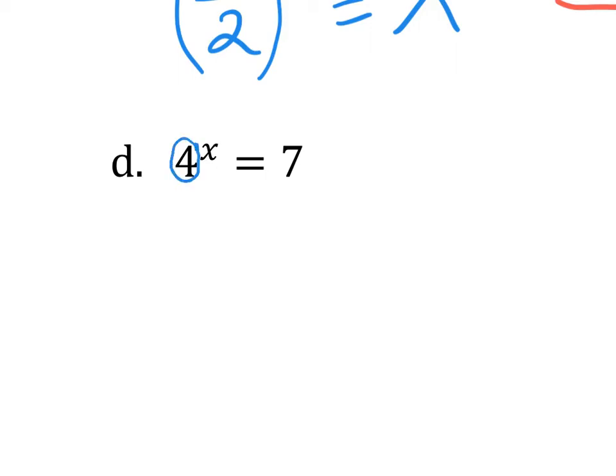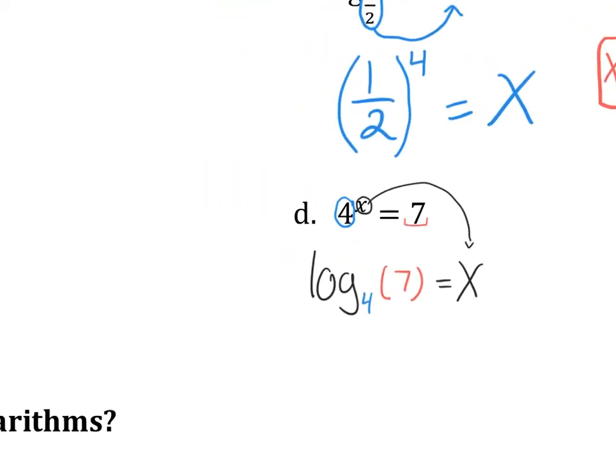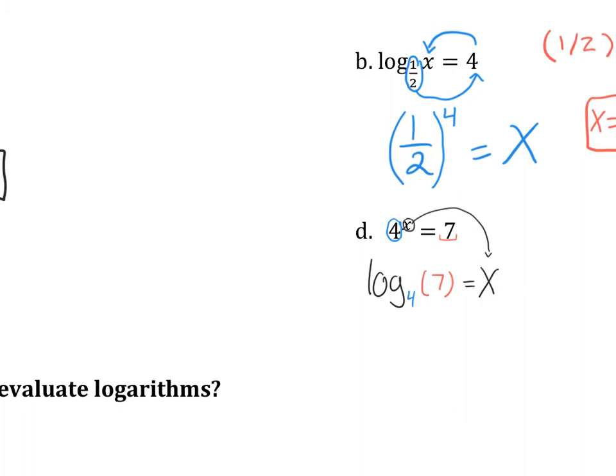So the base of your exponential becomes the base of your log. Whatever the exponential equals is what you're taking the log of. And then the exponent goes after the equal sign. Okay, so now x is by itself, which is good. We just got to figure out how to evaluate logs of a base other than 10. All right, any questions on the converting part, going from exponential to log form and back?